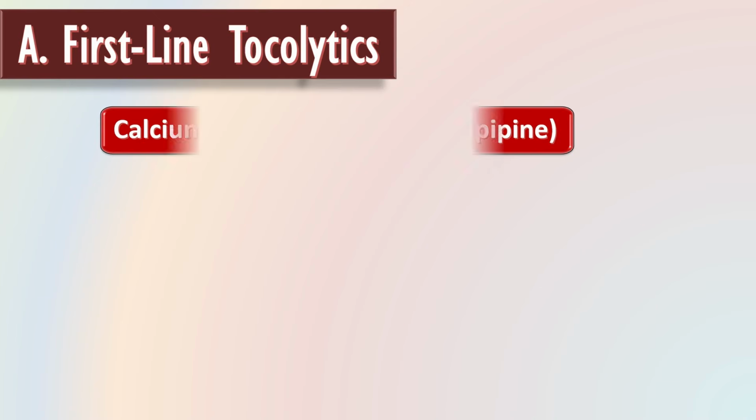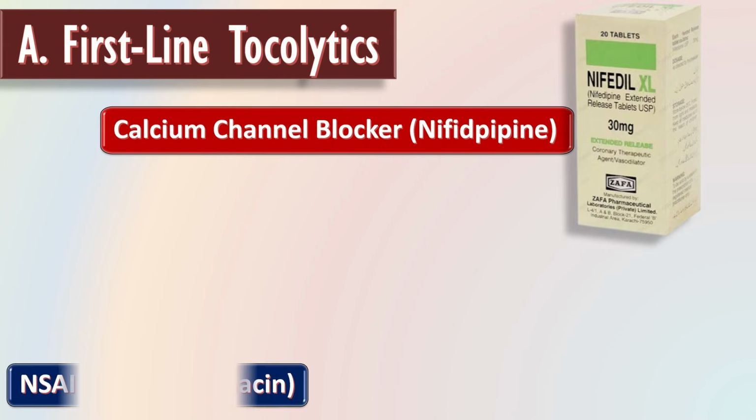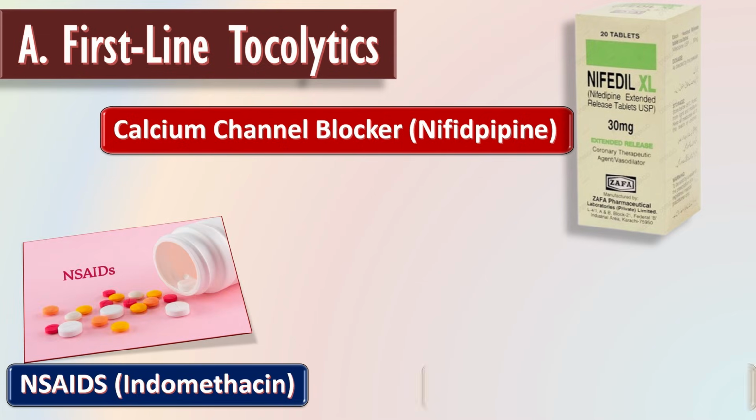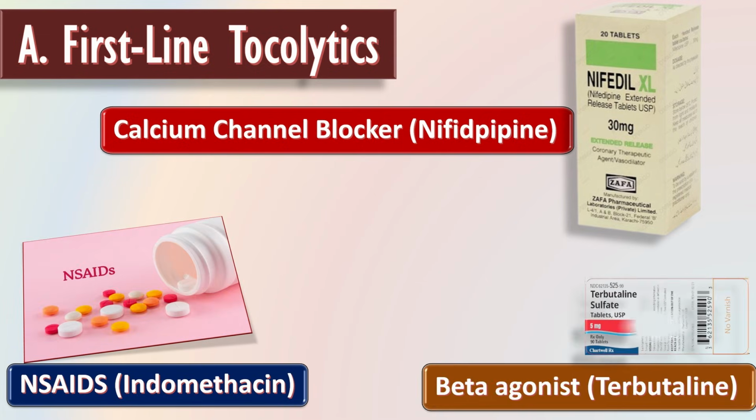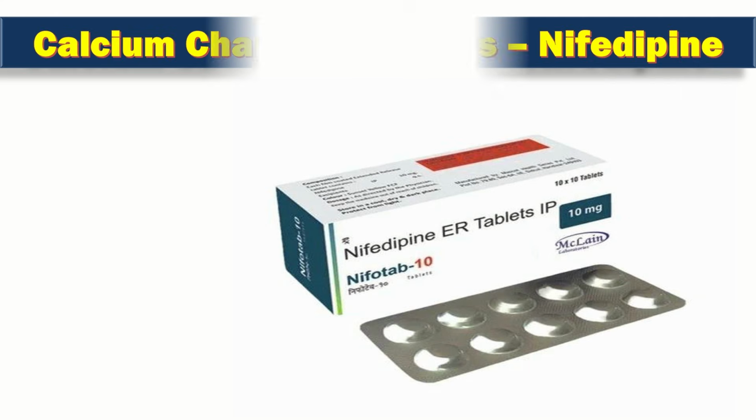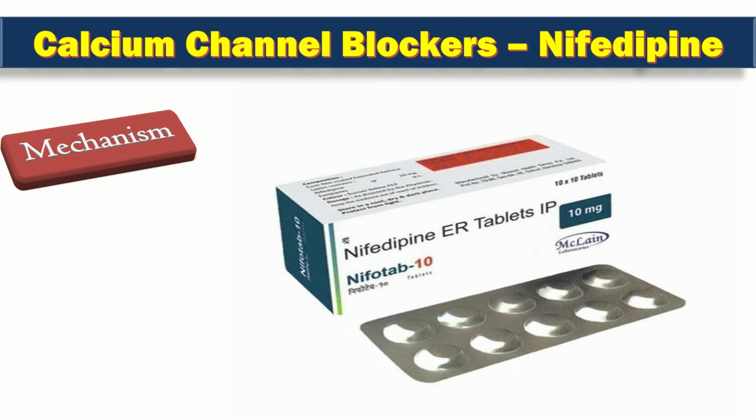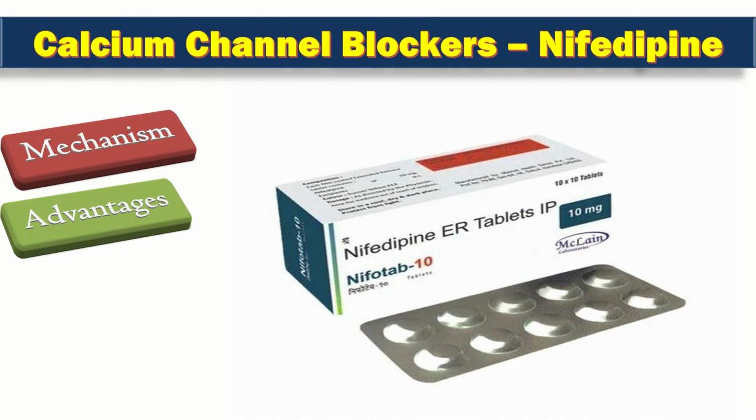The first line tocolytics include calcium channel blockers like nifedipine, NSAIDs like indomethacin, and beta agonists like terbutaline. The calcium channel blocker nifedipine has a mechanism of action involving calcium. It inhibits the calcium influx into myometrial cells, which leads to relaxation. The advantage is that it is the most effective first line. It has fewer maternal side effects.